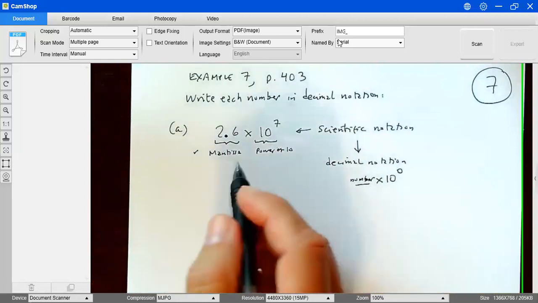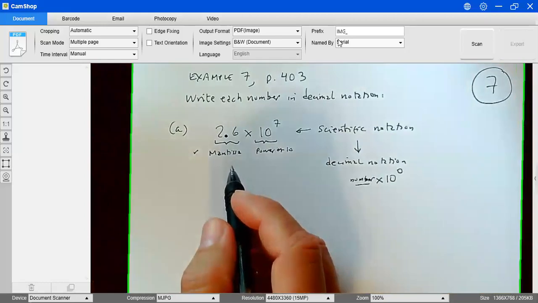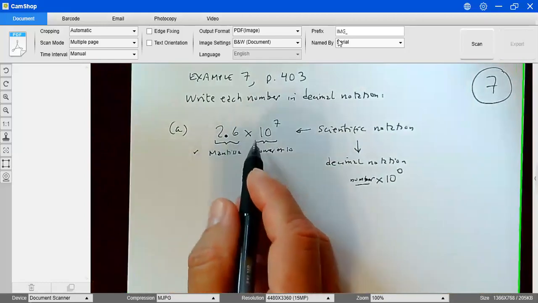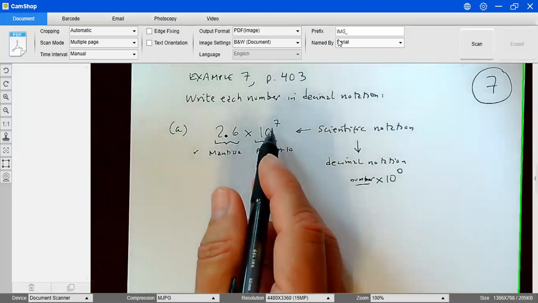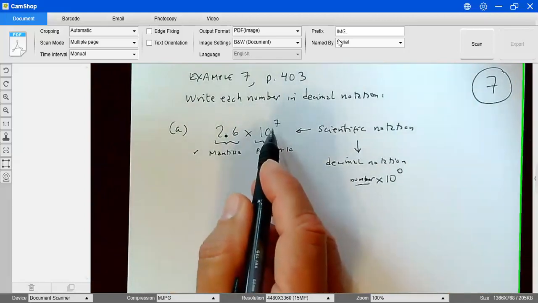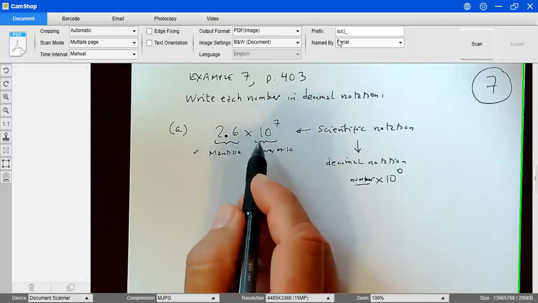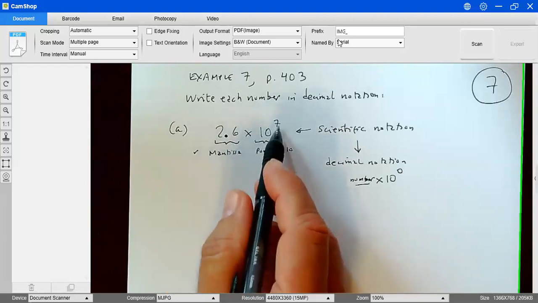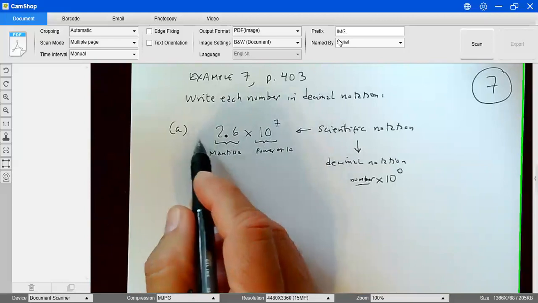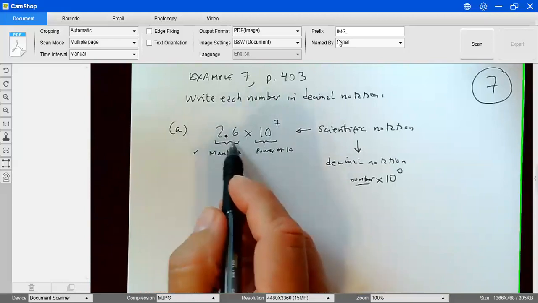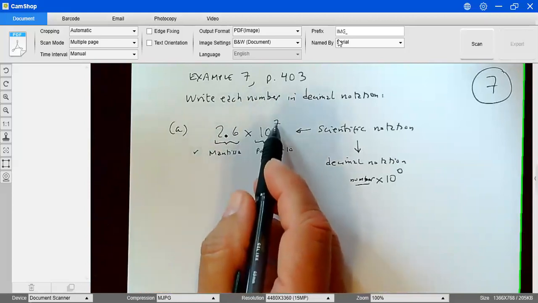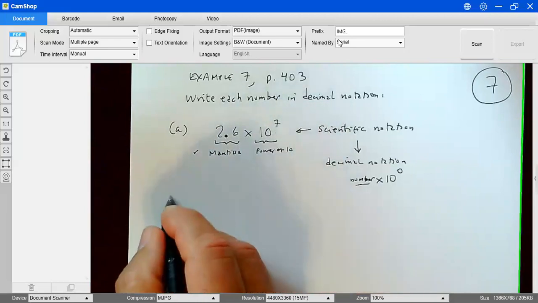So we have 2.6 times 10 to the 7. We're going to need to move the decimal point 7 places. If you move it to the right, you're going to subtract. If you move it to the left, you're going to add. Then you need to move to the right because you need to subtract. You need to decrease this value.